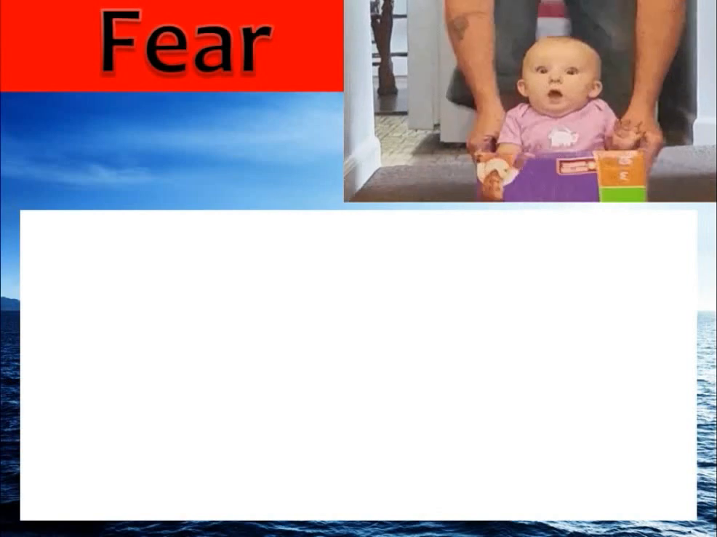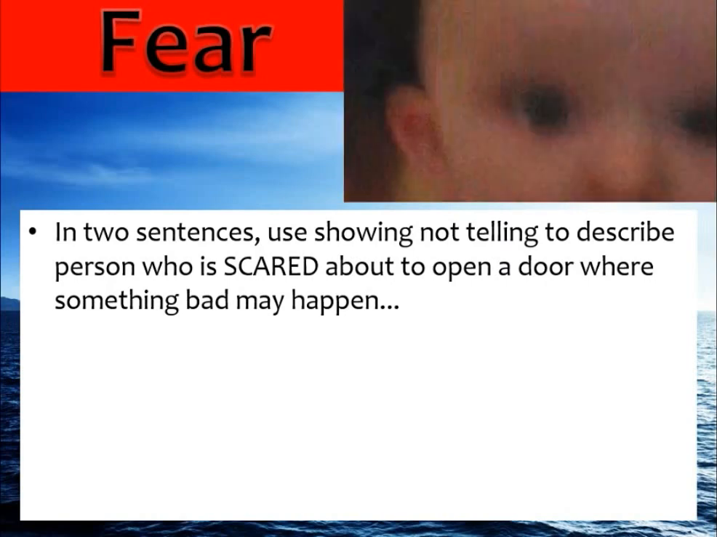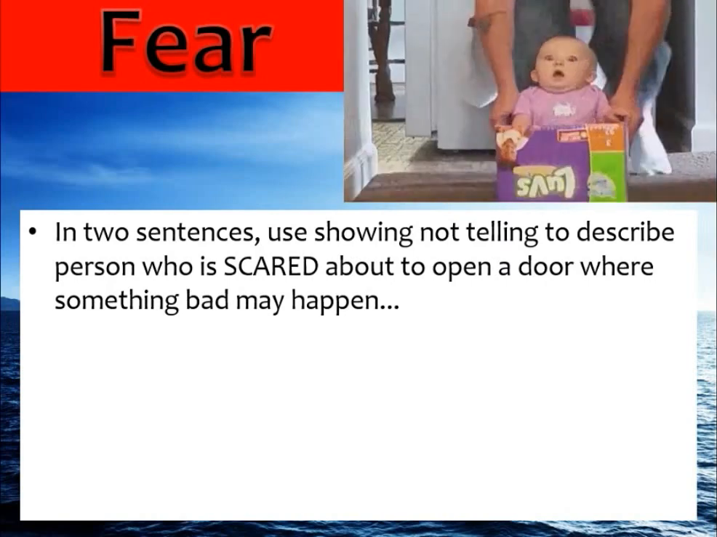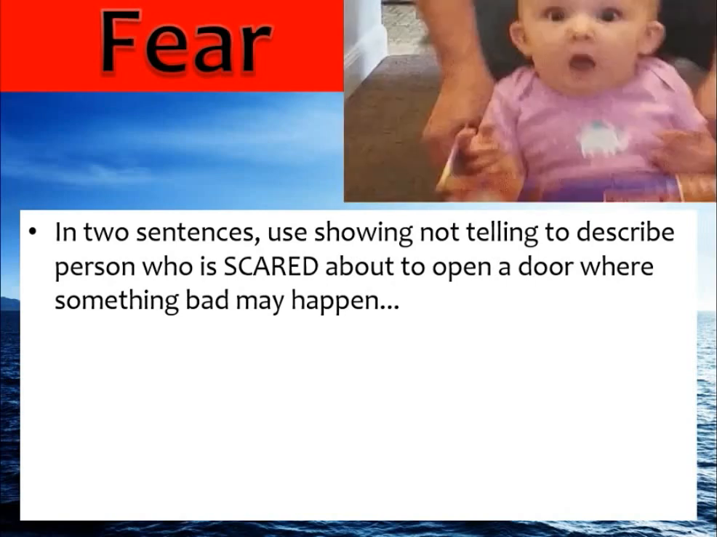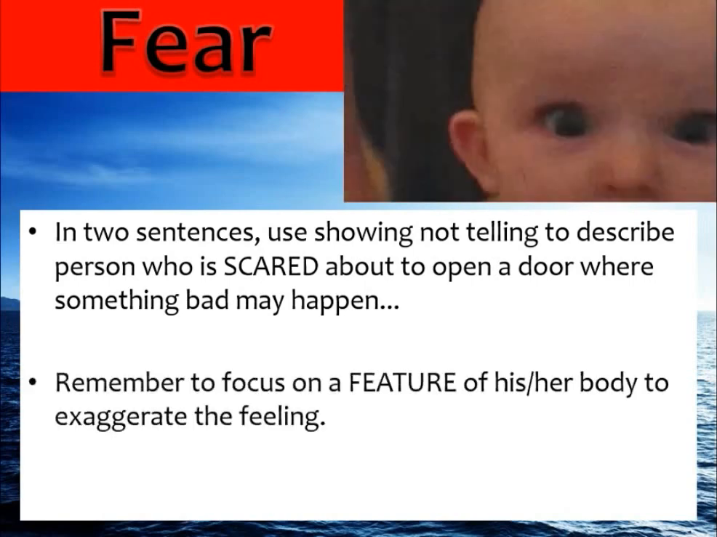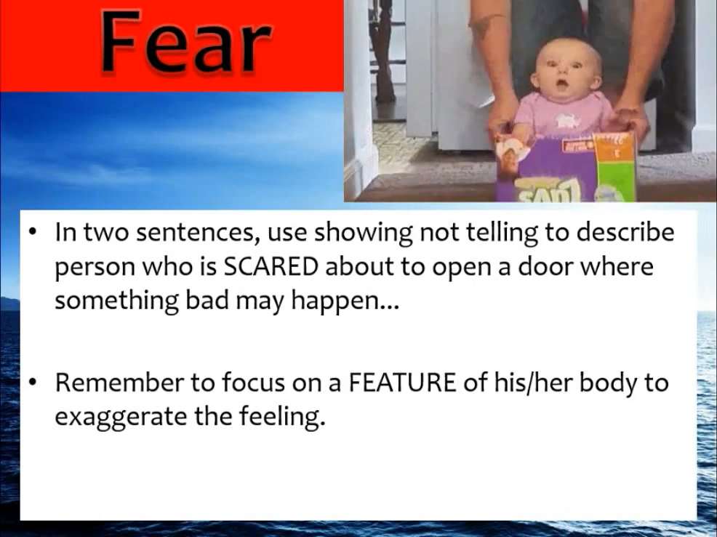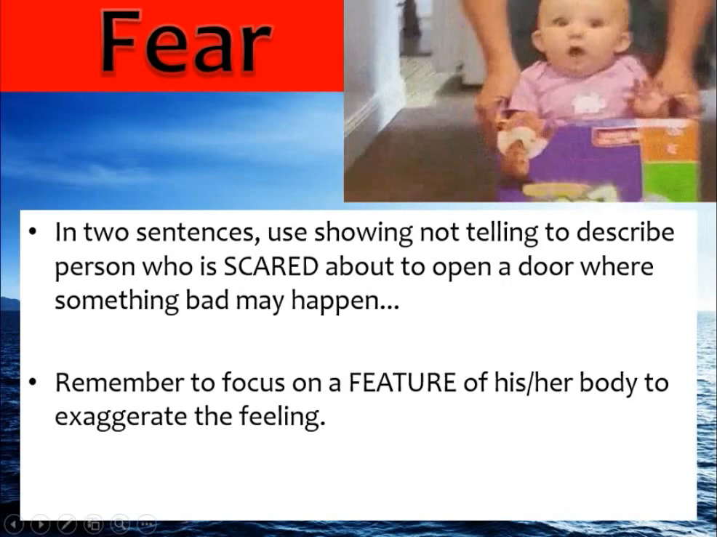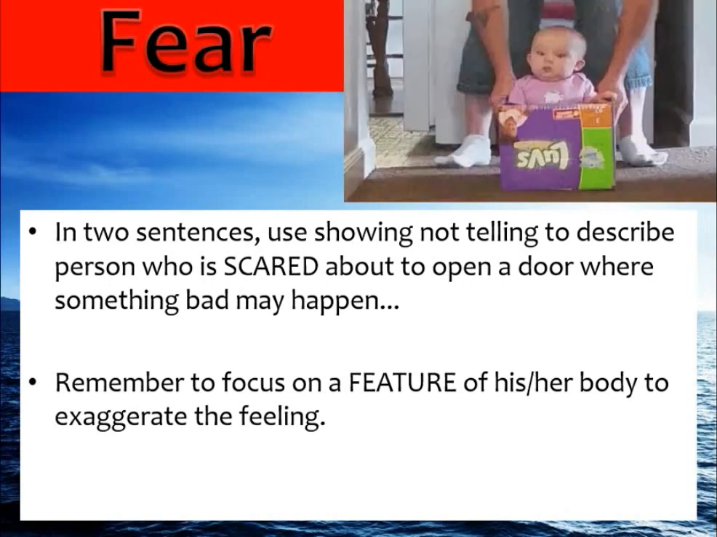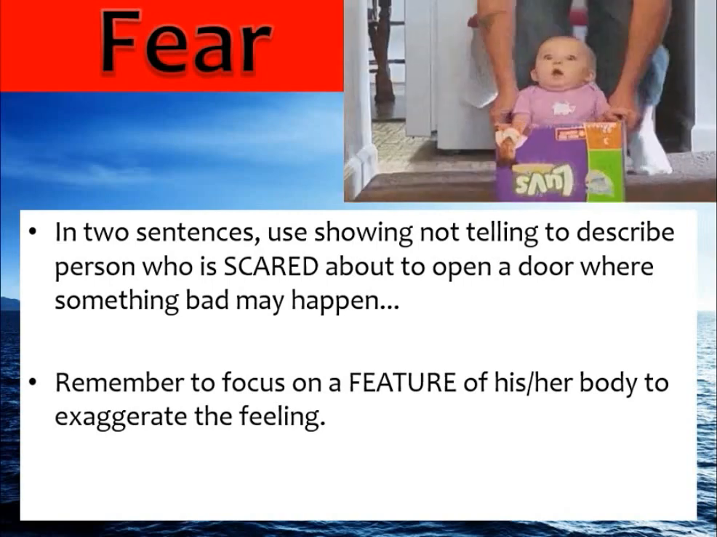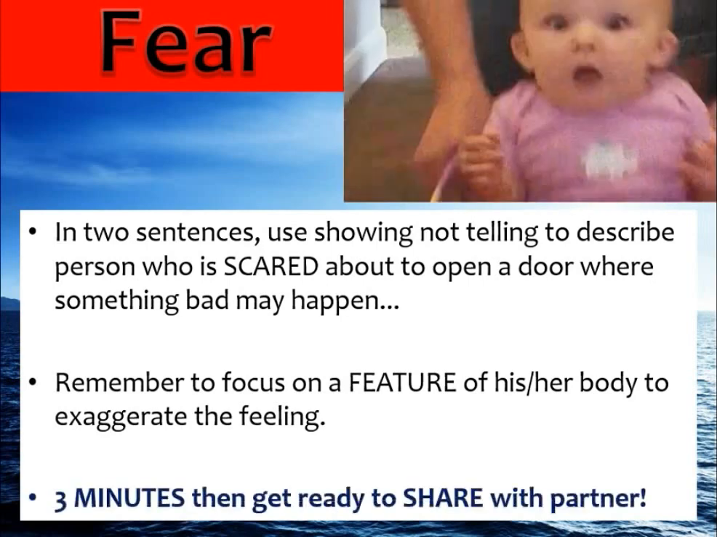Another example I gave was fear. What I asked my students to do was, in 2 sentences, use this image or another image, the one they would want to create, and write 2 sentences showing or describing a person who is scared about to open a door where something bad may happen, and try to focus on a feature of his or her body to exaggerate the feeling. So for example, with this image of the baby, we could talk about how the baby's showing how scared it is with its wide eyes and wide mouth. So maybe we could do a simile, the eyes were as wide as whatever. But you didn't have to use this image, you could use any other image. And we then shared with our partners.